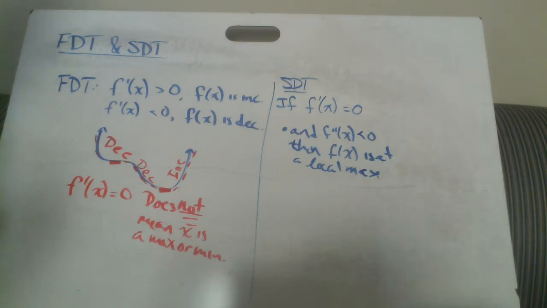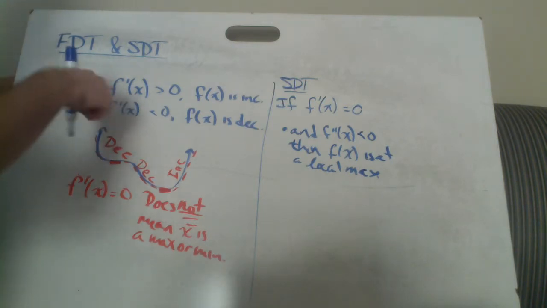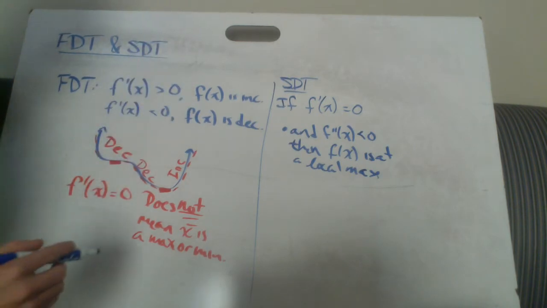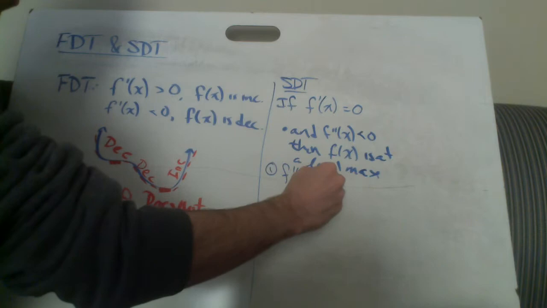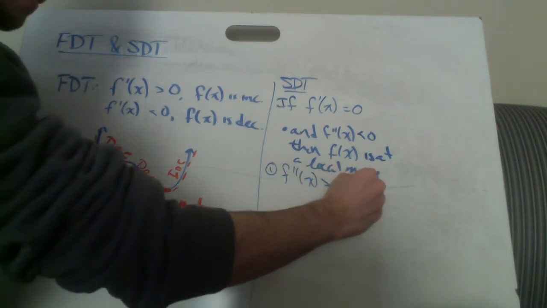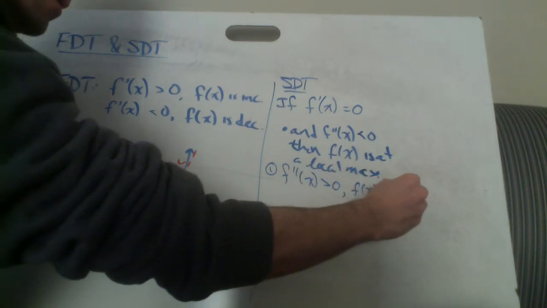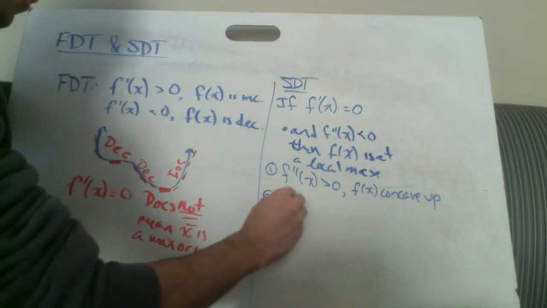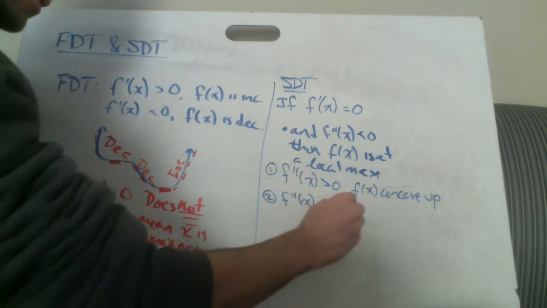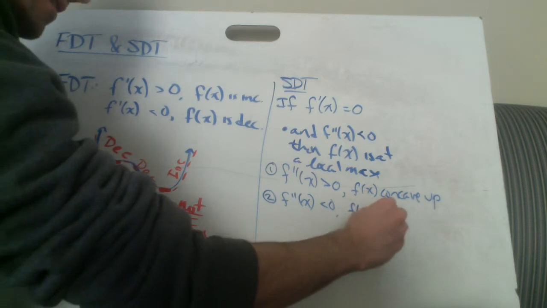The second derivative test in general, just like the first derivative test, has these two stipulations, right? One, f double prime of x being greater than 0 means f of x is concave up. And 2, f double prime of x being less than 0 means f of x is concave down.